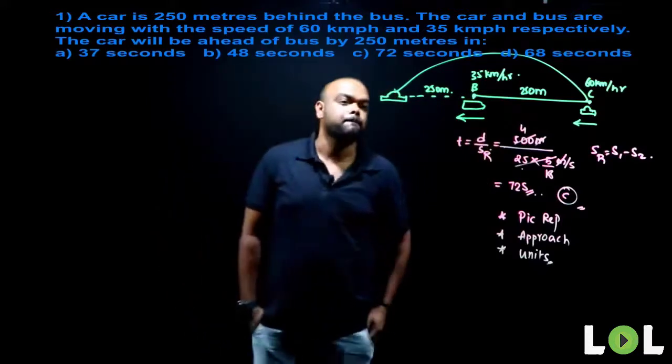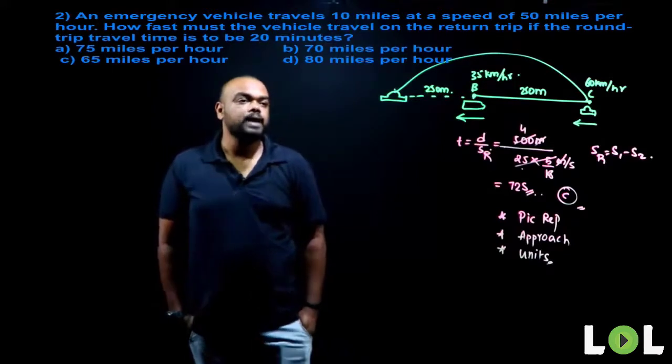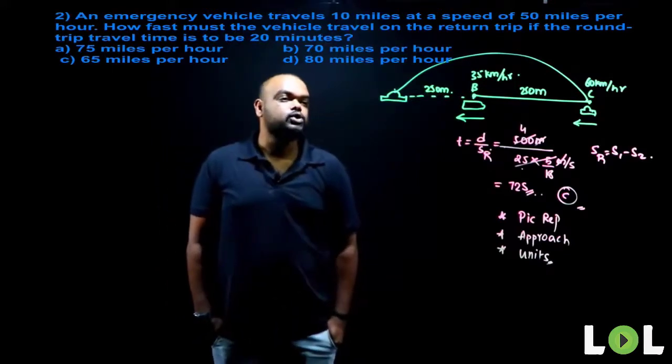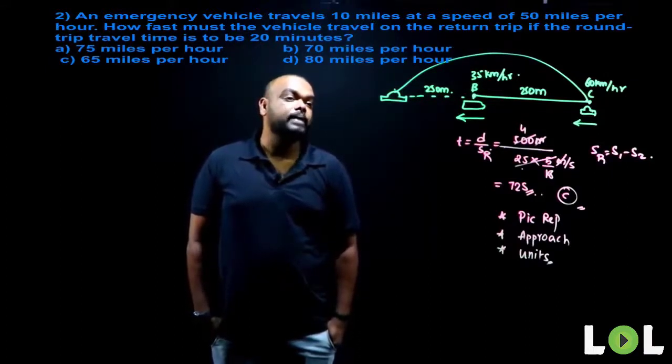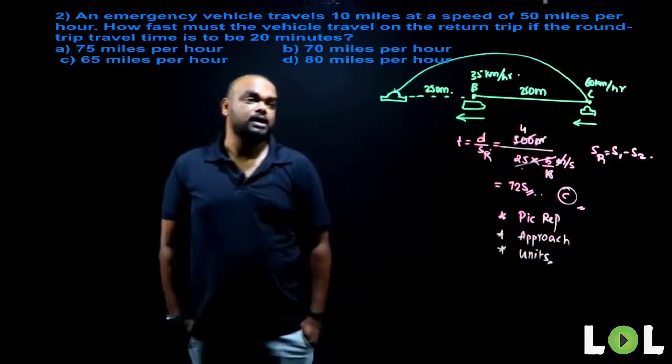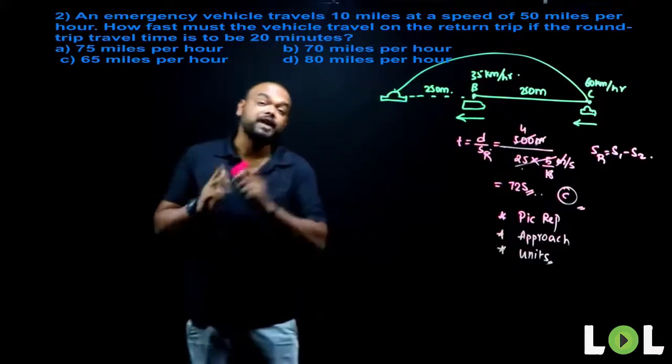Next question, please. What do we have here? An emergency vehicle travels 10 miles at a speed of 50 miles per hour. How fast must the vehicle travel on the return trip if the round trip travel time is to be 20 minutes? Round trip, it has to be totally 20 minutes. At what speed must it travel on the return?